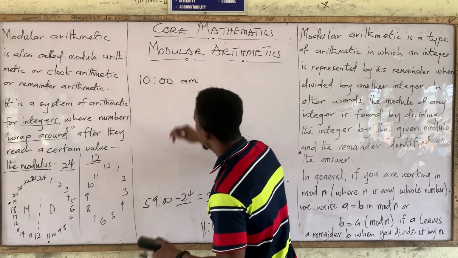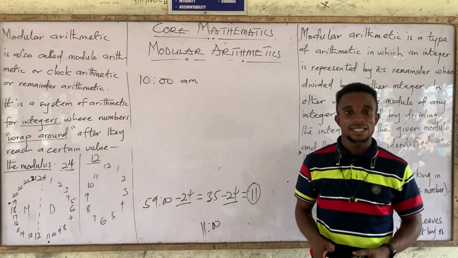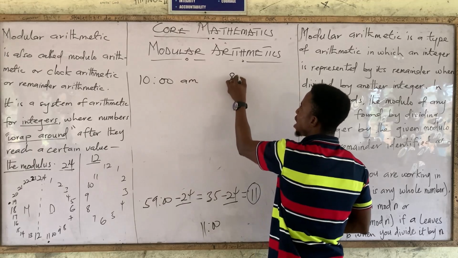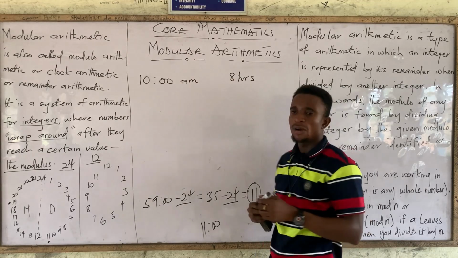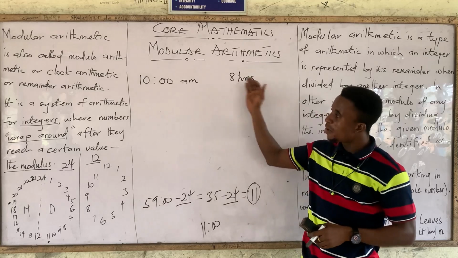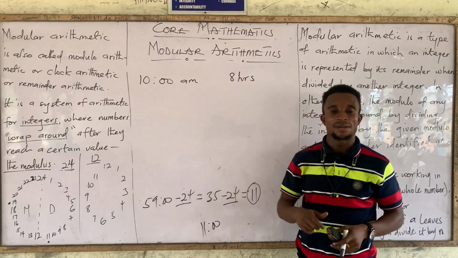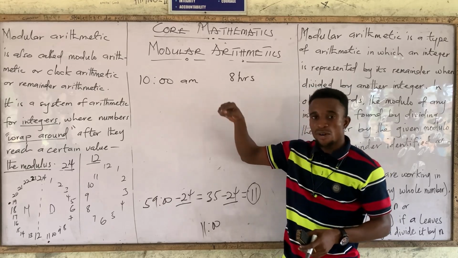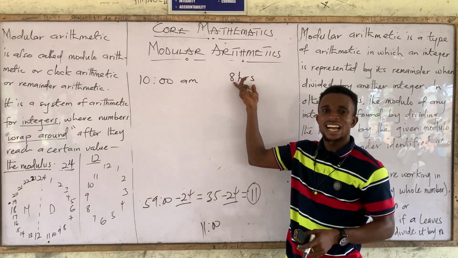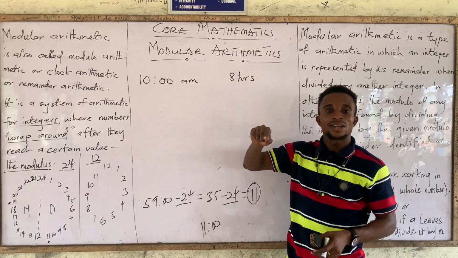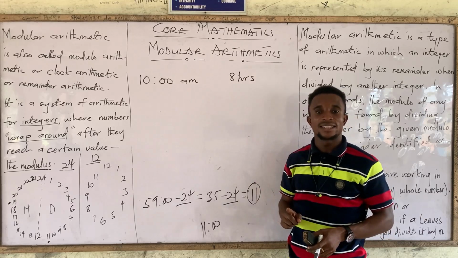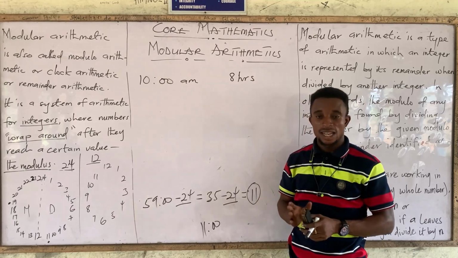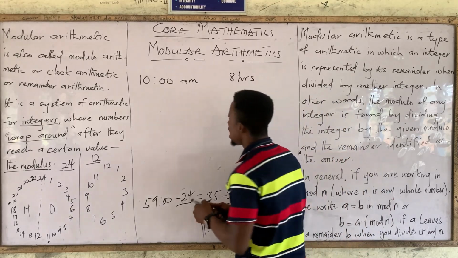Okay. So 10 o'clock a.m. That is when our game is starting. Then we are going to spend about, let's say, 8 hours. So in 8 hours time, what will be the time? We are starting at 10 o'clock a.m. in the morning, and we are going to spend about 8 hours. So what is going to be the time that we will end? Are we getting that? So let's see how to do that one too.